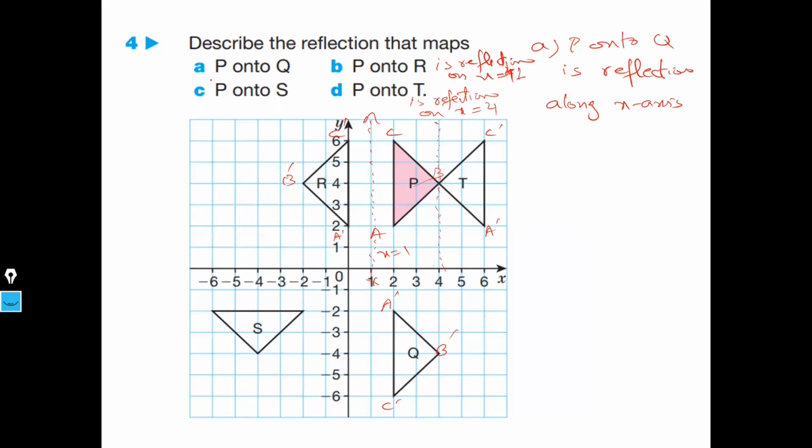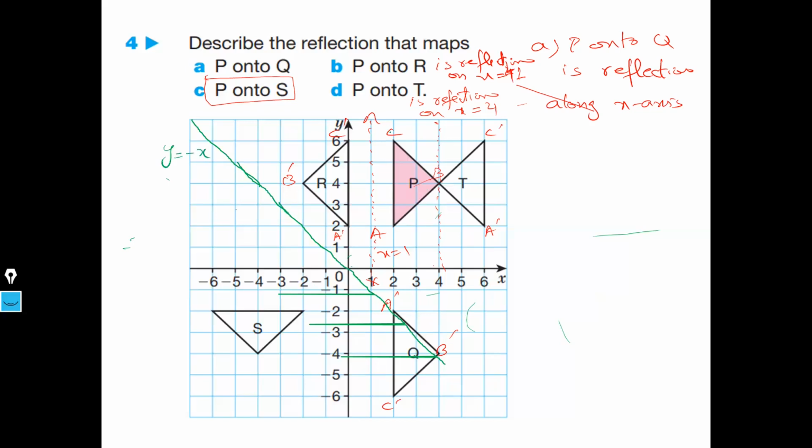Now the problem lies there. This is the question P onto S. Now we need to know which line we draw so that the opposite vertices of P and S are equidistant from it. So we shall draw a straight line. So we know that P and Q are equidistant from the line. This is y equals negative x.